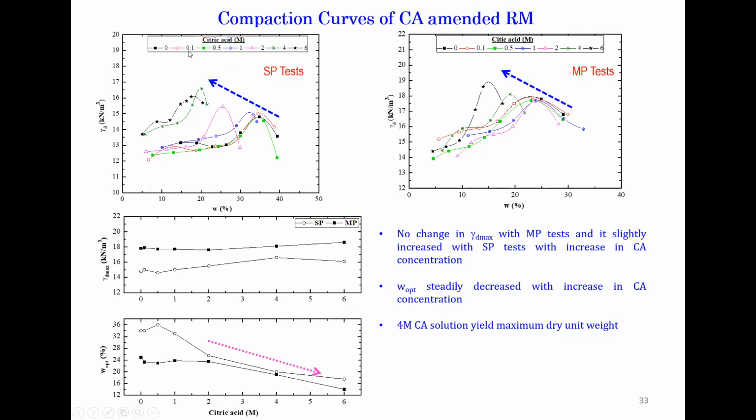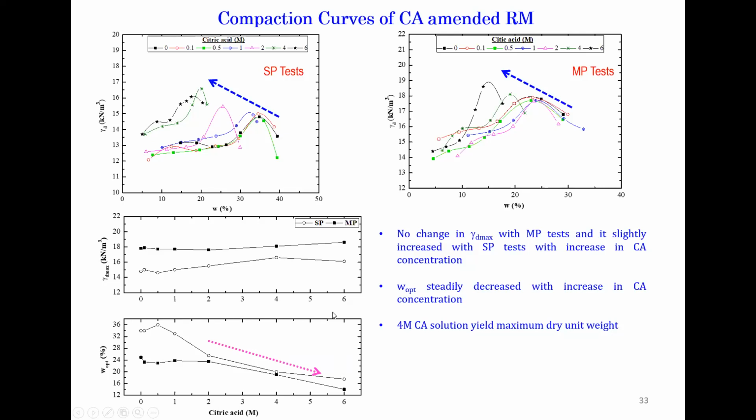We considered 0.1 to 6 molarity. Beyond that, we couldn't prepare any citric acid solution. In fact, we can effectively produce only a 2 molar citric acid solution. Beyond that, never attempt it. We found that 1 molarity is good enough. There was a slight increment in the gamma D value and a decrement in the OMC. Both are on the positive side. This is the general thing that is expected.